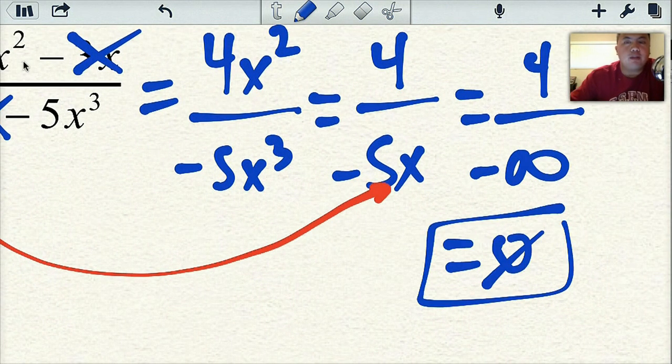Think of it this way. If your denominator is very large, it makes your fraction very, very tiny. So here's another helpful hint: anything divided by infinity is equal to 0.